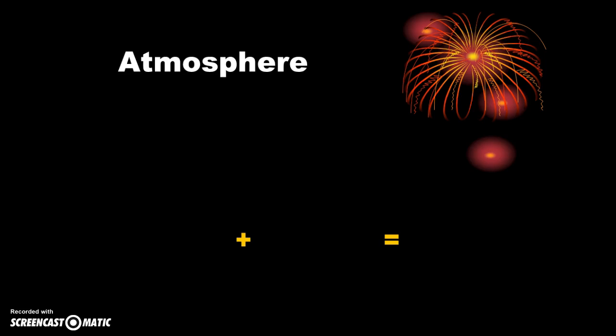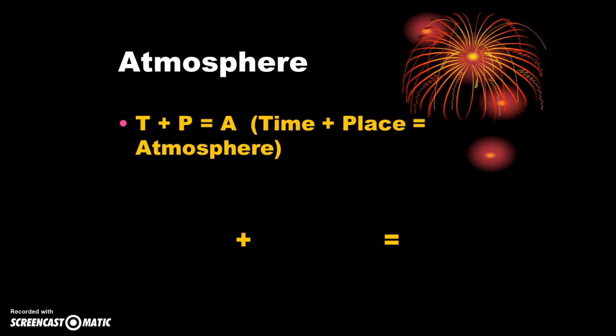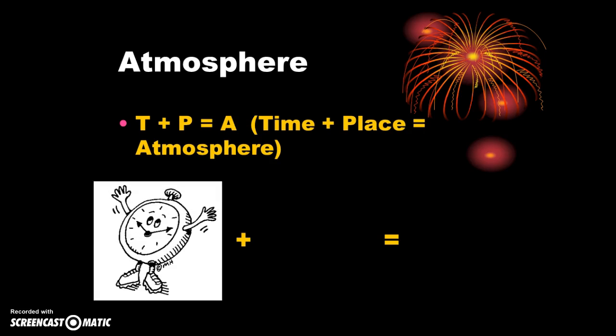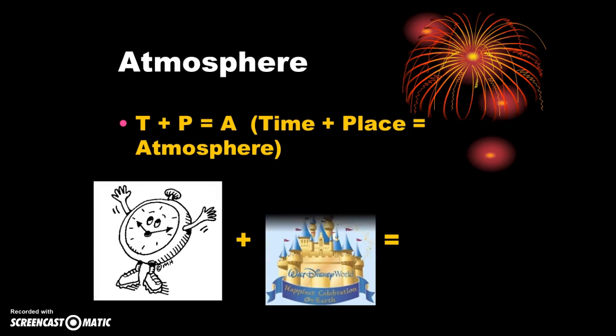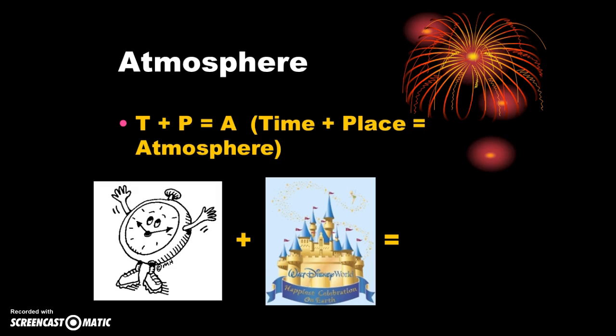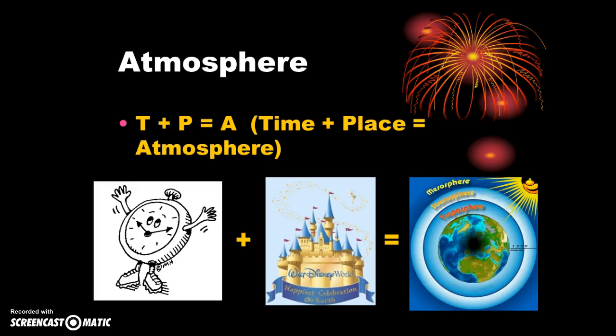All right, atmosphere. So now we have time, we have place. Let me give you an equation. Yes, you can tell your math teachers we are learning equations here. Time plus place equals atmosphere. T, time, plus the place, ooh, we're going to Walt Disney World, equals the atmosphere. And, well, I said this isn't the same atmosphere as science. I figure a picture like that we'd remember. So T plus P equals A.